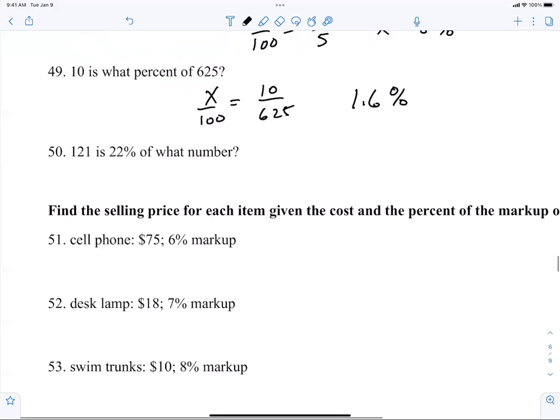Okay, I did 121 equals 0.22x. That's how I did it. 121 divided by 0.22. And I got 550. Is everybody okay with that?